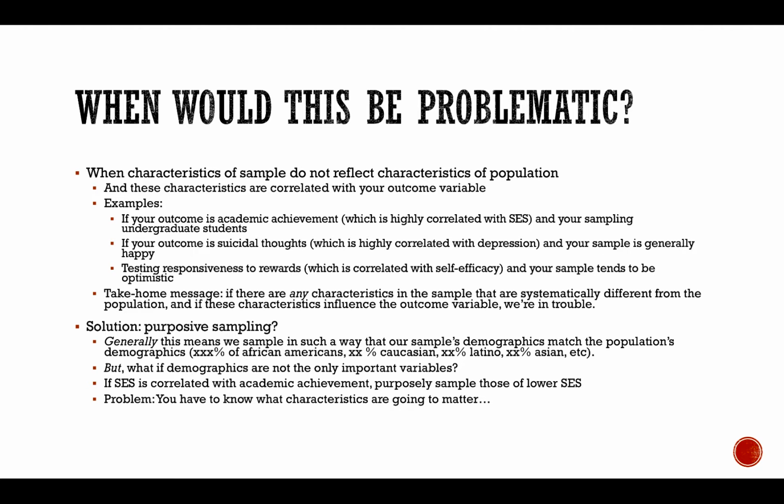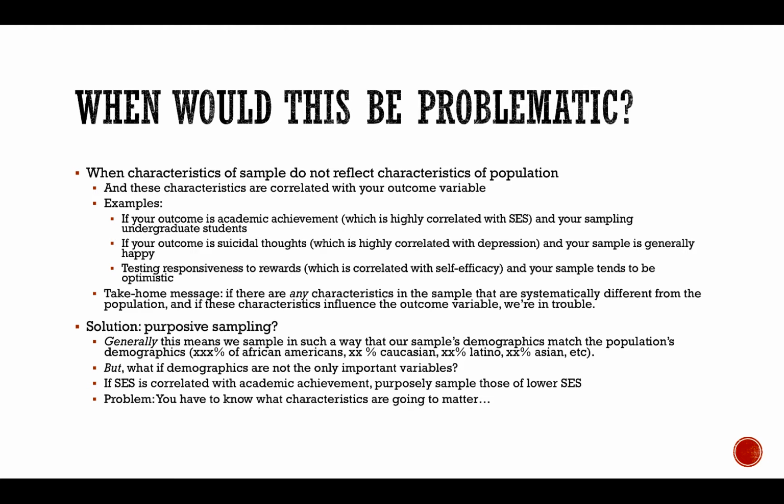So some examples: let's say your outcome variable is academic achievement, which we know to be highly correlated with socioeconomic status. And let's say you're sampling undergraduate students. Undergraduate students in general tend to be much higher in SES. So your outcome variable is academic achievement, which is highly correlated with socioeconomic status, and your sampling procedure yields an unrepresentative sample of socioeconomic status, so things are going to be off.